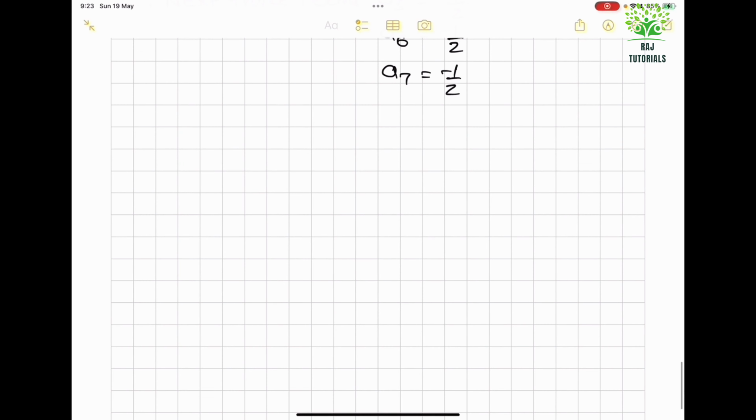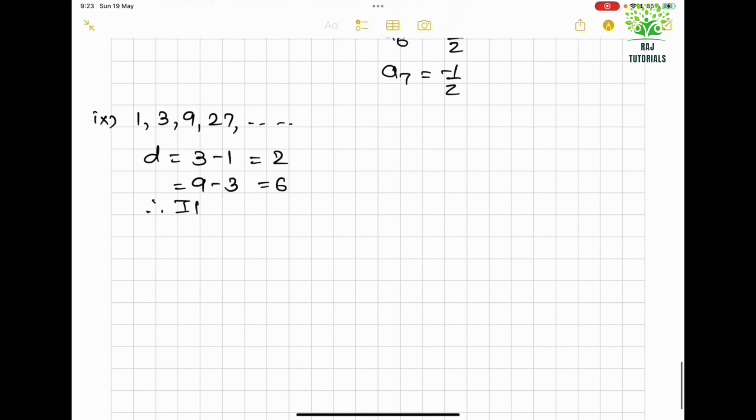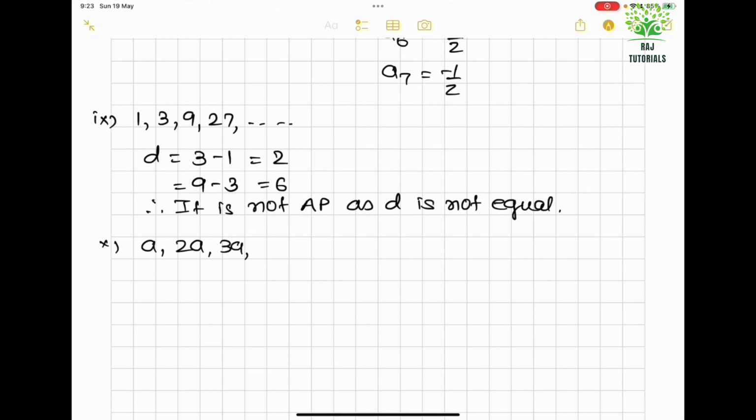Then ninth one, 1, 3, 9, 27, and so on. So D equal to 3 minus 1, that is 2. 9 minus 3, that is 6. So therefore it is not an AP, as D is not equal. 10th one, it says A, 2A, 3A, 4A, and so on.